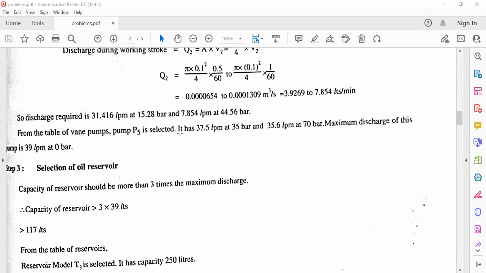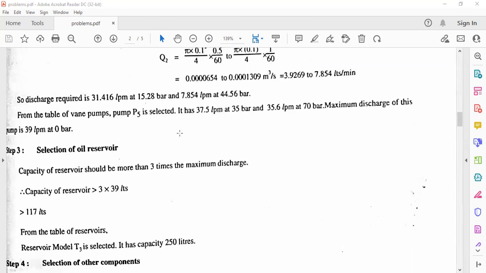Now step 3: selection of oil reservoir. Capacity of reservoir should be more than 3 times the maximum discharge. Capacity of reservoir greater than 3 into 39 liter per second, greater than 117 liters. From the table of reservoir, reservoir model T3 is selected. It has capacity 250 liters.